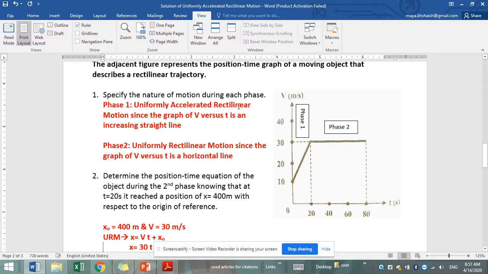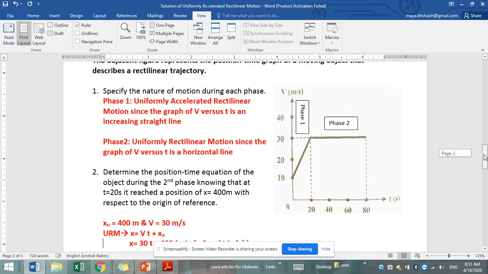So specify the nature of motion during each phase. For phase 1, it is a uniformly accelerated rectilinear motion since the graph of V versus time is an increasing straight line. Phase 2, uniformly rectilinear motion, URM, since the graph of V versus T is a horizontal line showing that the speed is constant.